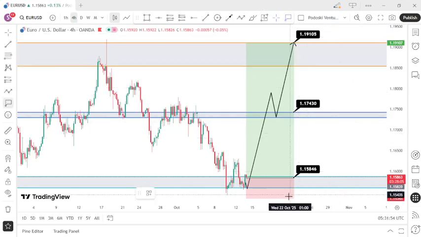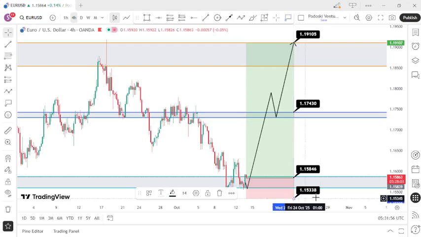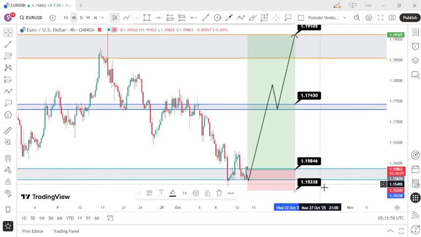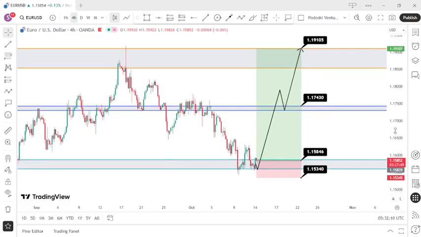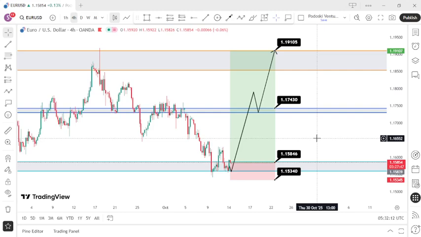Our stop loss will be at 1.1534. That will be our stop loss. So our stop loss will be at 1.15340, TP1 1.17430, and TP2 1.19105. So let me just go ahead and enter on my account, then we can continue.